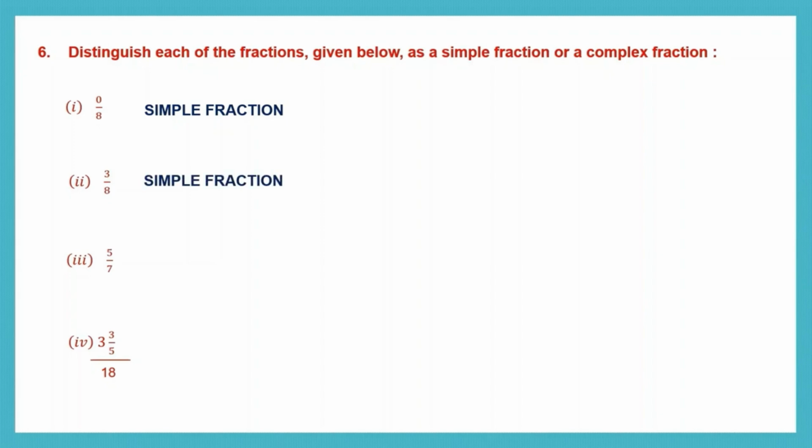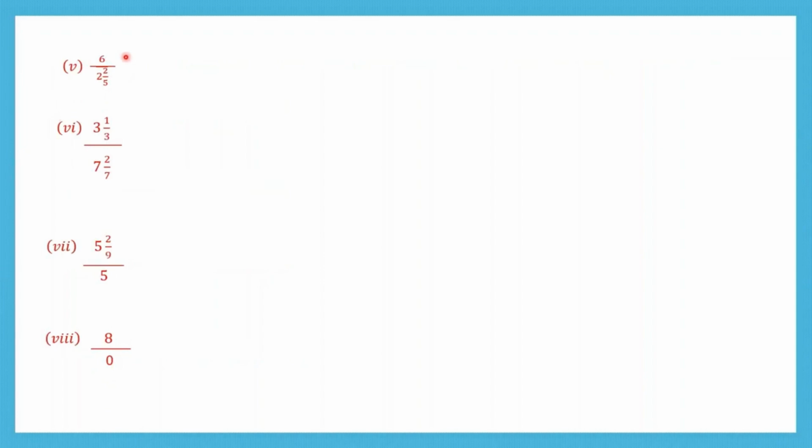Third one, 5 by 7. 5 and 7 are whole numbers. 7, the denominator, is not 0. That means this is a simple fraction. Now fourth one, in the numerator we have a mixed fraction. So if you have a fraction in the numerator or the denominator or both numerator and denominator, then it is called a complex fraction. Question 5, 6 by 2 2/5. So in the numerator we have 6 and in the denominator we have a mixed number 2 2/5. So this is a complex fraction.